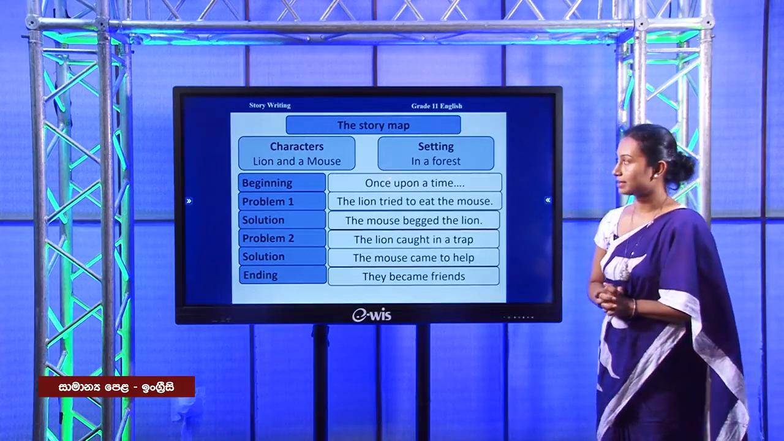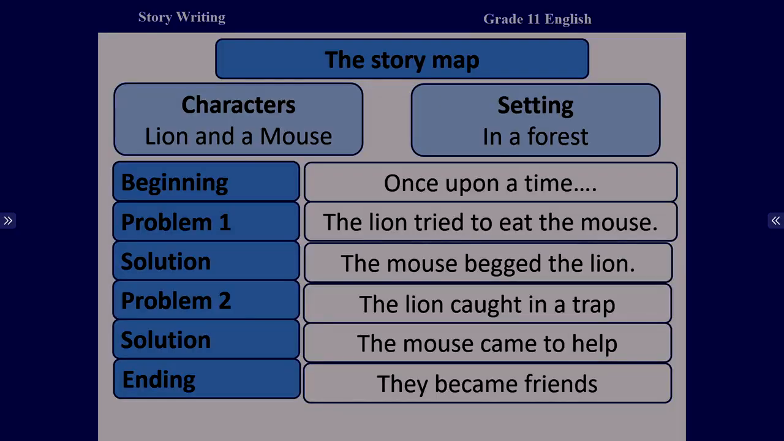So what are the characters? There are 2 characters, a lion and a mouse. And the setting, it is in a forest. And what is the beginning of the story? Once upon a time. This is the phrase we use to start the story. And problem 1, the lion tried to eat the mouse.